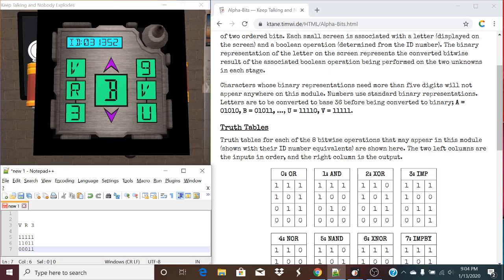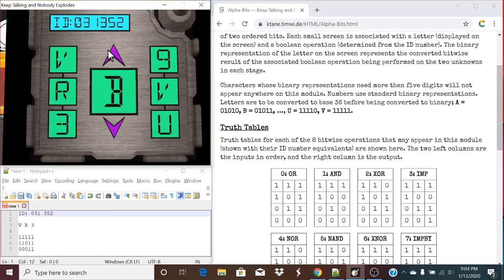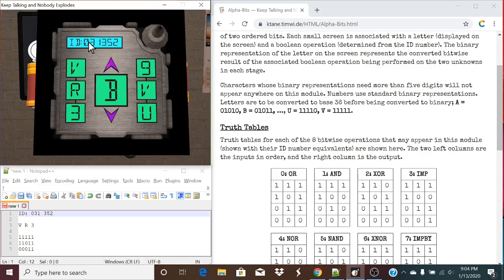So now we're going to grab our ID, because the ID is actually going to be the one that gives us our logical operators here. So we're going to break it up into two triplets, in this case 031 and a 352. And essentially what these numbers are going to correlate to is the 0 will correlate to the Victor's bitwise operator, 3 will correlate to the Romeo's bitwise operator, and 1 will correlate to 3.